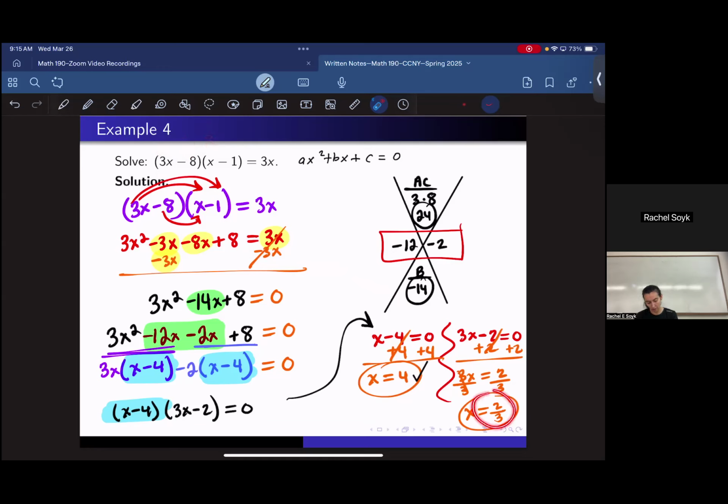And then let's try 2/3. 3 times 2/3 is 2. 2 minus 8 is negative 6. And then 2/3 minus 1 is the same as 2/3 minus 3 over 3. So that's negative 1 over 3, which ends up being a positive 6 over 3, which is 2. And then that right-hand side, 3 times 2/3 is a positive 6 over 3, which is also 2. So both of these solutions work.